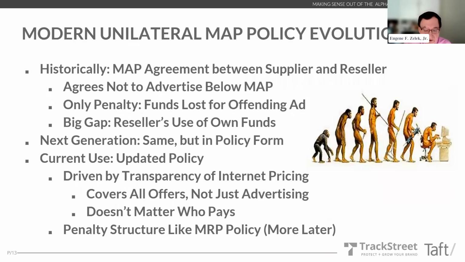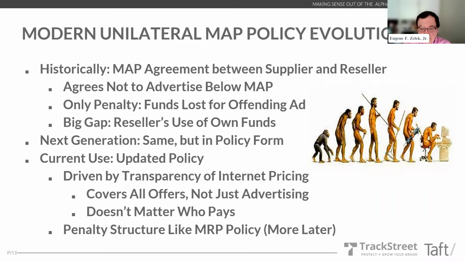Now, another issue that comes up in this area is some people believe, well, you can't have a unilateral MAP policy. And that's just dead wrong. But I think what it comes out of is the evolution in this area. So originally, there were MAP agreements between suppliers and resellers, where the reseller said, look, in return for my ad being funded in whole or part or getting some other promotional goodies, I agree I'm not going to advertise below MAP. If the reseller did not follow through on its agreement and did indeed go below MAP, the only penalty was it lost the funds for that offending ad. But there was a big gap in this approach, and the big gap is a reseller using its own funds was exempt from those agreements.